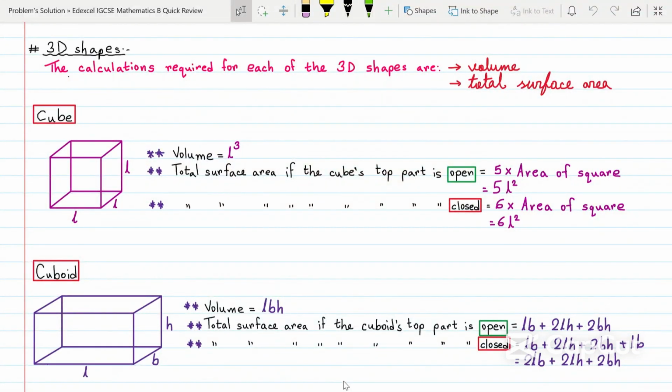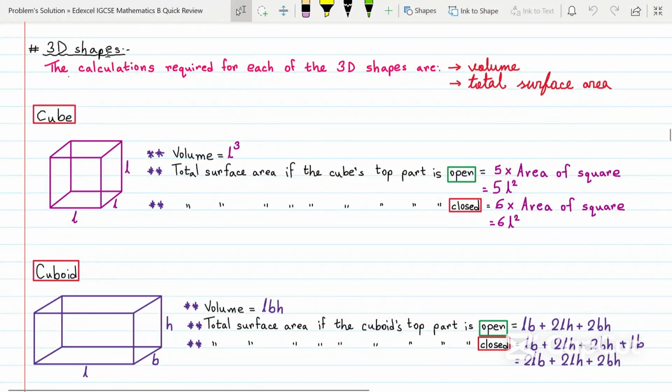Today's topic of Mathematics B is mensuration. In this video, we will talk about the three-dimensional shapes. In the previous video, I've already talked about the two-dimensional shapes. If you haven't watched that video, please make sure to watch it. Without any further ado, let's start today's video.